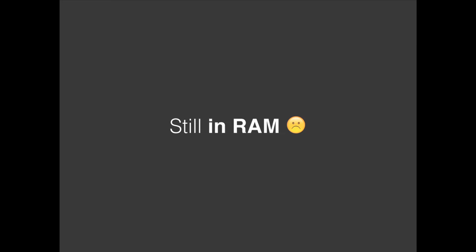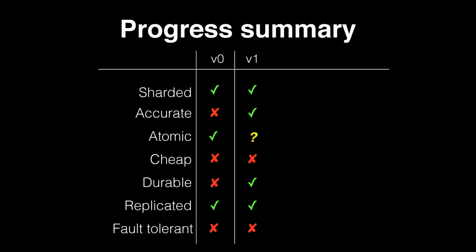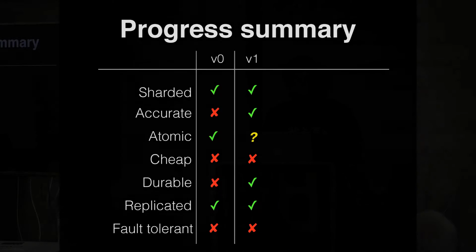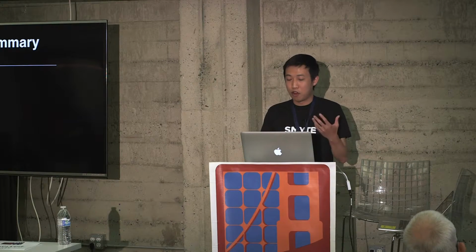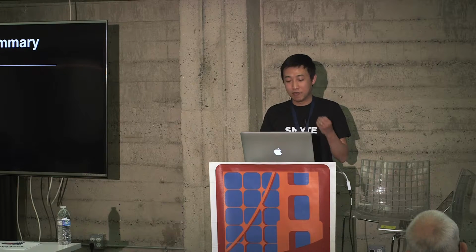But the problem is these things are still in RAM, which is still expensive to run, even though we have cloud credits. And these credits are expiring, so we need to find a way to reduce the cost so that eventually we can manage the cost using our own money. So now we have three problems to solve. One, now that we're not writing directly to Redis, we need to find a way to have atomicity for our writes. And we need to manage the cost and fault tolerance.